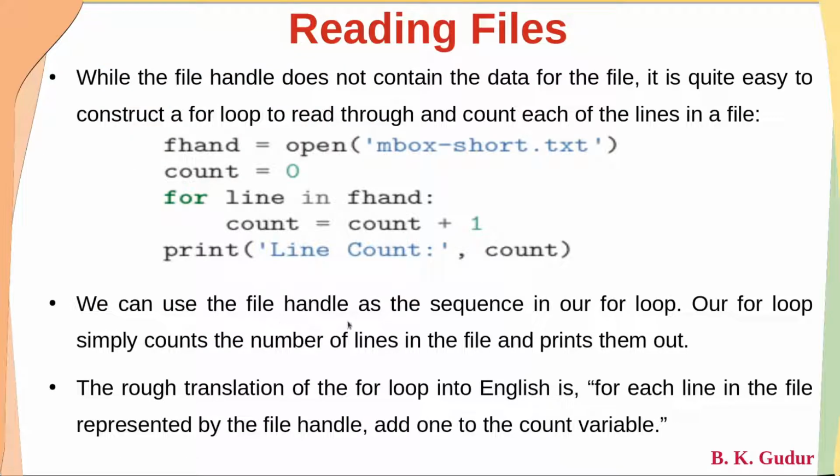We can use a file handle as a sequence in our for loop. We used that. Our for loop simply counts the number of lines in a file and prints them out. The rough translation of the for loop into English is: for each line in the file represented by the file handle, add 1 to the count. That means for every line in a file that is represented by a file handle, increase the count by 1. This is the for loop that we have used to read a file.